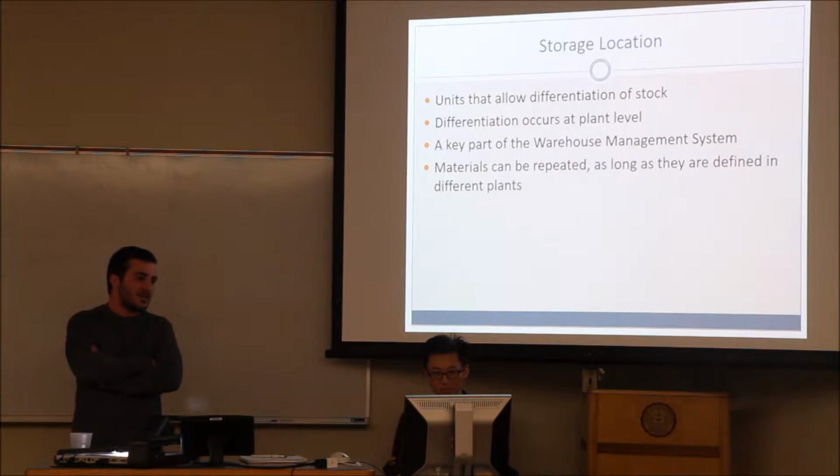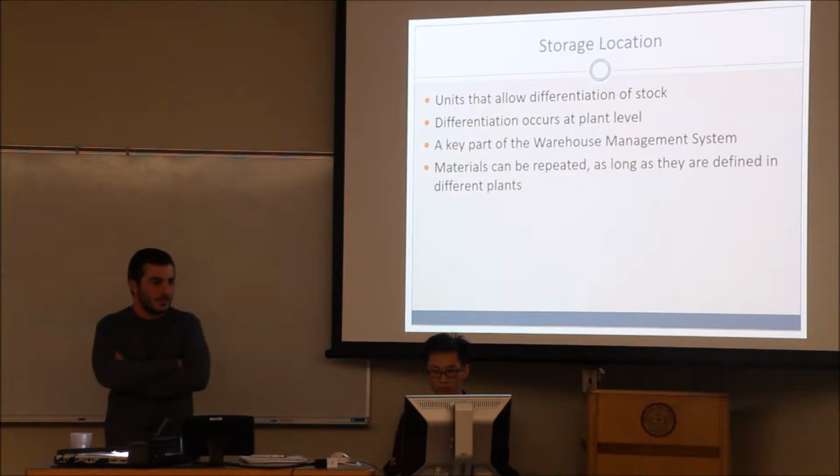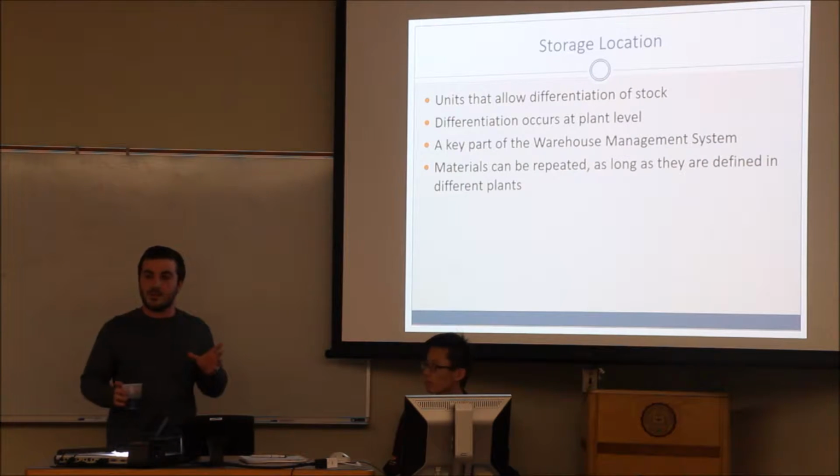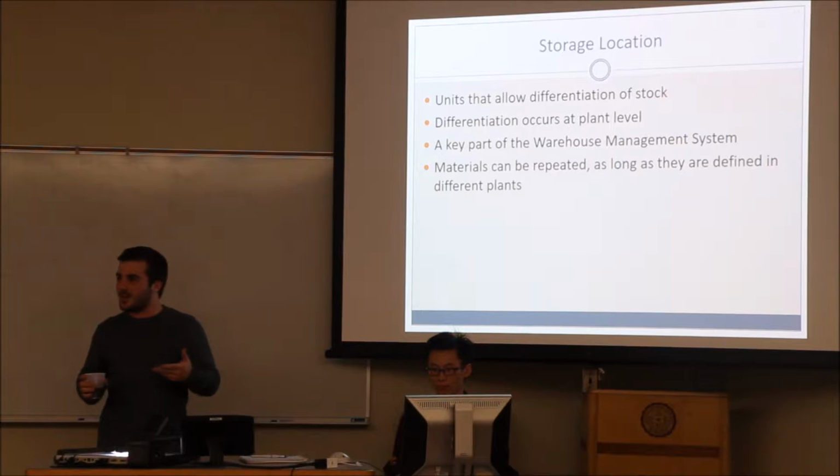Storage locations. They are units that allow differentiation of stock. They can hold multiple units of stock, multiple materials. The differentiation occurs at the plant level, and it's a key part of the WM system. Materials can be repeated as long as they're defined in different plants. You can have the same material for different plants, but you can't copy the same material twice. Otherwise, it creates a lot of confusion.